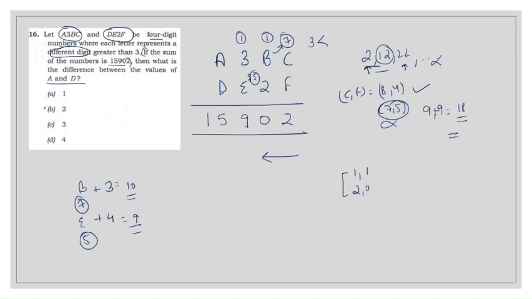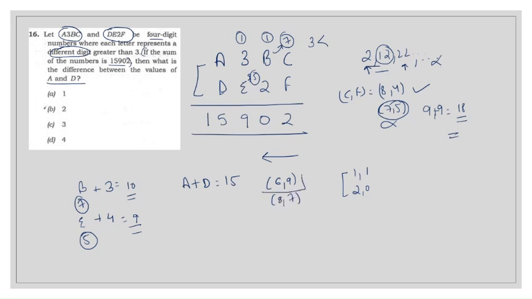So 5 plus 4 will be equal to 9. Now the last thing that we know is A plus D, the addition of A and D should give us 15. The possible values of A and D can be like 6 plus 9 or they can be 8 and 7.